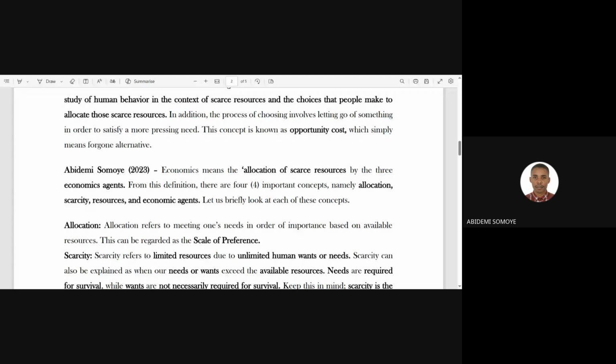All right. And so let's look at my definition. I said economics means the allocation of scarce resources by these three economic agents. On this definition, there are important concepts, namely allocation, scarcity of resources, and economic agents.